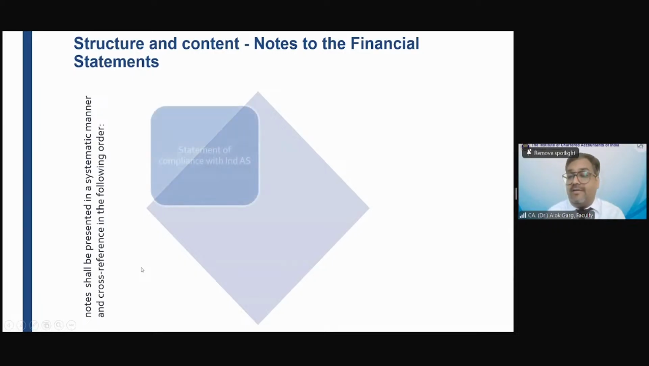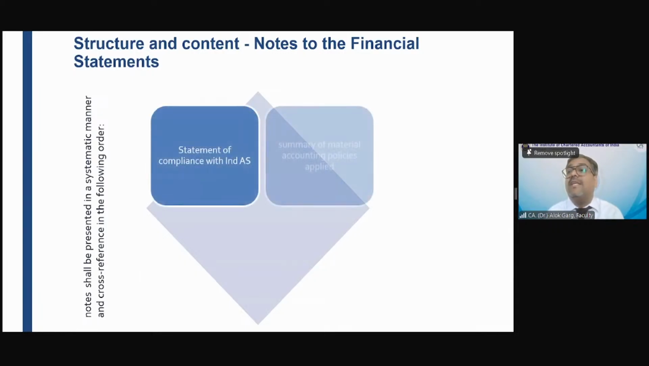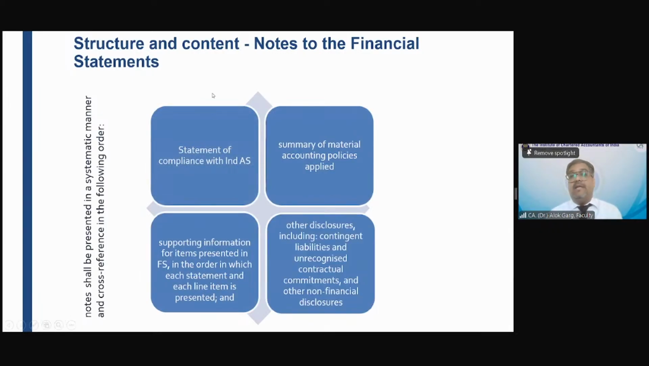So this is what is written in Ind AS 1 for the notes to accounts. It also says that you have to maintain a sequence for the notes to accounts. For example, you have to give a statement of compliance with Ind AS. Which statement of compliance? An explicit and unreserved statement of compliance, to say that the financial statements are reflecting a true and fair view. Okay. Then a summary of material accounting policies. The accounting policy you have to provide in the notes to accounts.